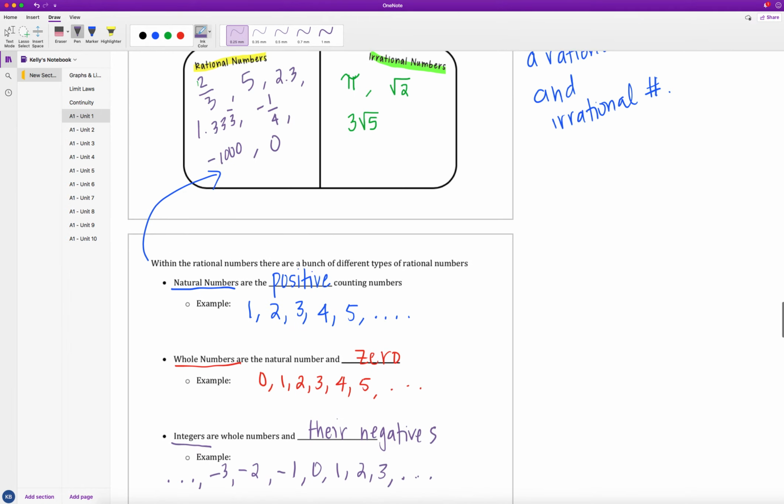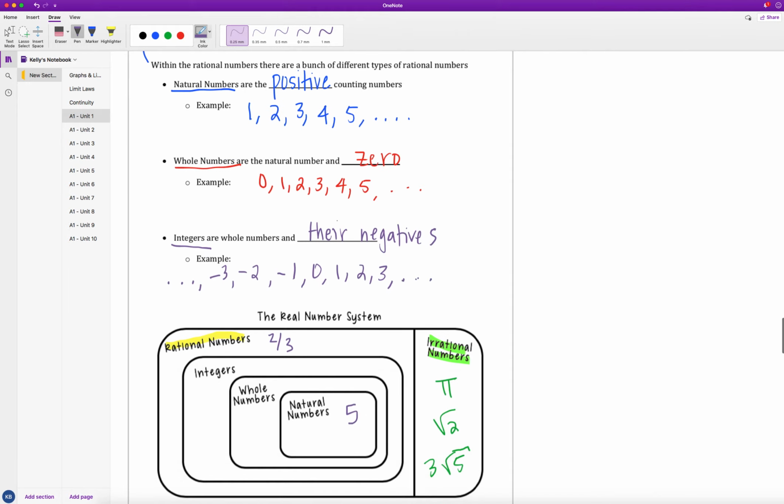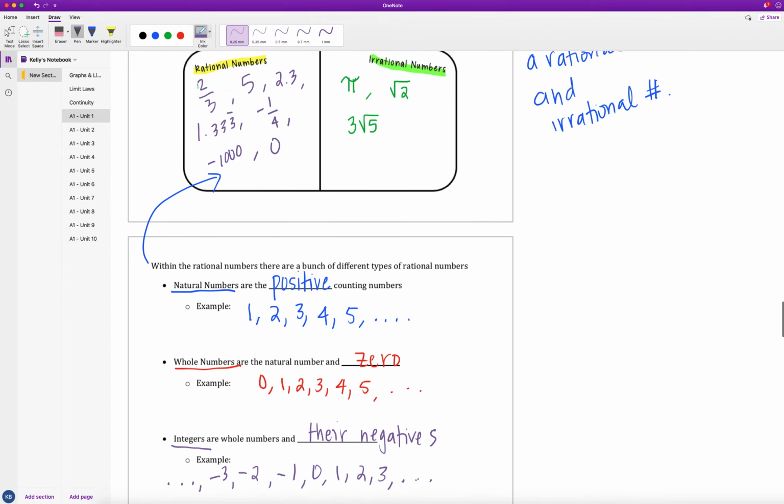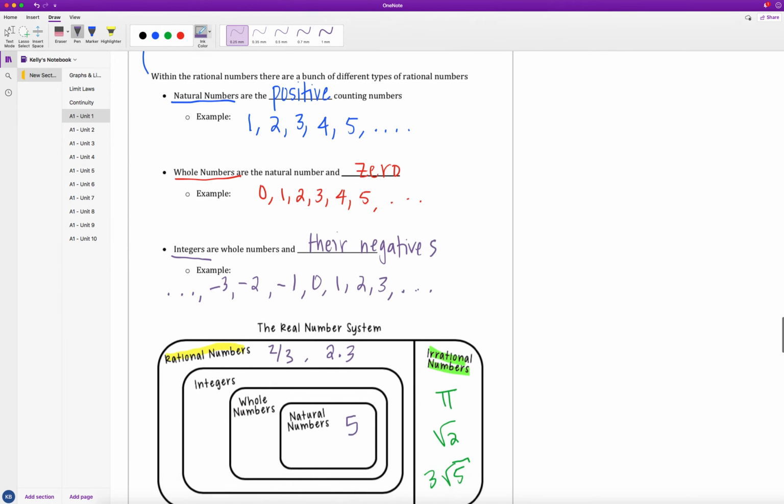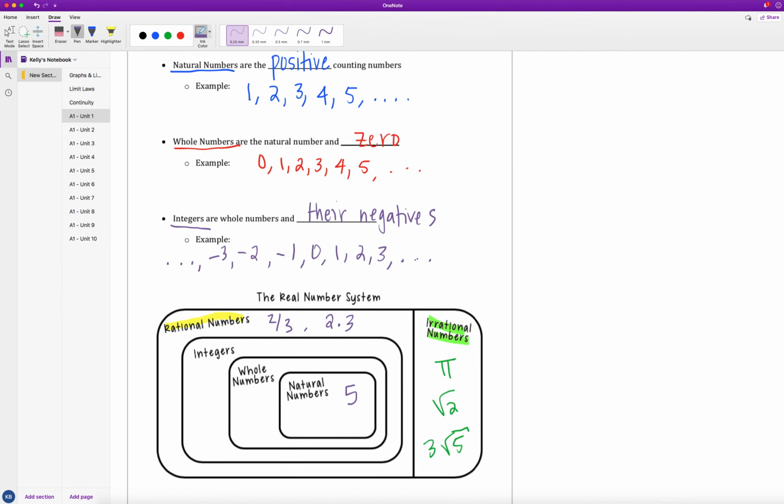All right, let's look at 2.3. 2.3 is a rational number, but is it an integer? Is 2.3 an integer? What do you guys think? 2.3 is not going to be an integer, so I'm going to list 2.3 out here with my rational numbers only. Okay, the next one we have is this 1.333 repeating. 1.333 repeating is a rational number. It is not an integer, so I have to just list it way out here.